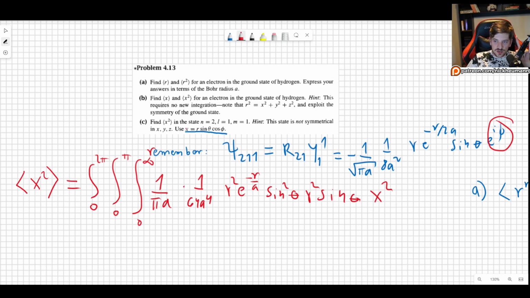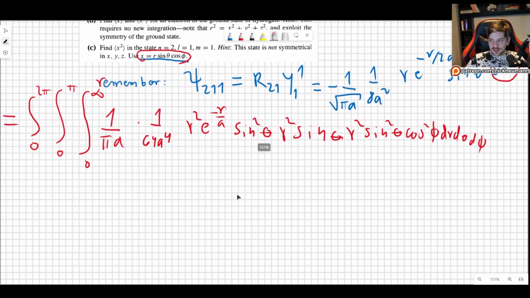But what is x squared? It is this thing right here. So this time we will just brute force this. So r squared sine squared of theta cosine squared of phi dr d theta d phi. Okay, so I kind of ran out of space here, so I'm going to delete that.